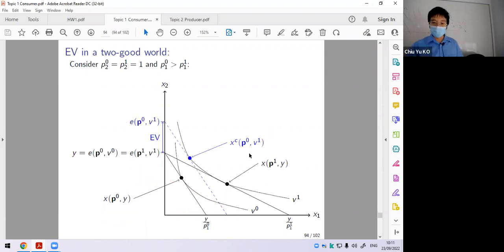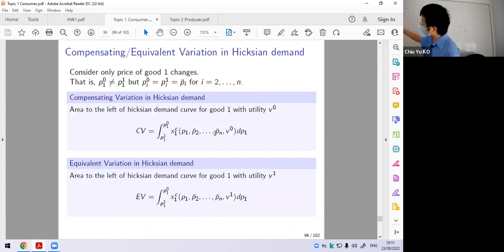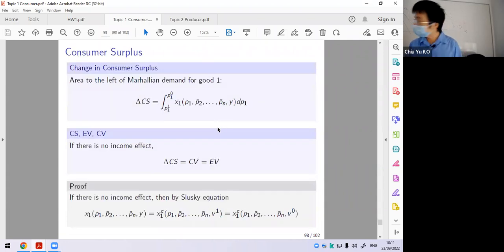And the EV is also mentioned because we want to show one thing by looking at these two. It turns out that these two numbers, we do the integration because the expenditure function can be written as an integration. I'm not going into detail, but the proof is there. But what I want to say is, when you don't have income effect, this is the same as the standard consumer surplus, okay?